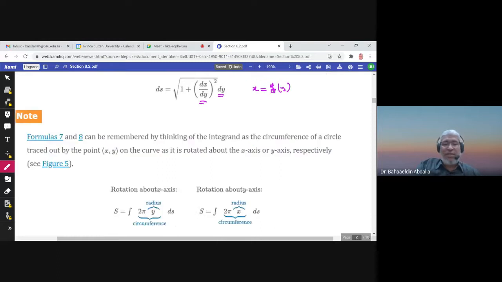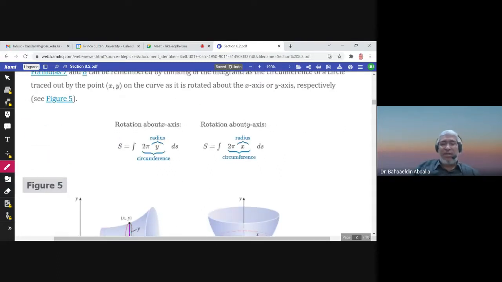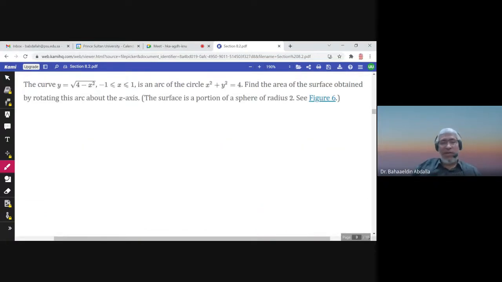So that's it. This is the formula. Rotation about x-axis, integral 2 pi y ds, about y-axis, 2 pi x ds. Let us find or solve some exercises. We have this curve from -1 to 1.